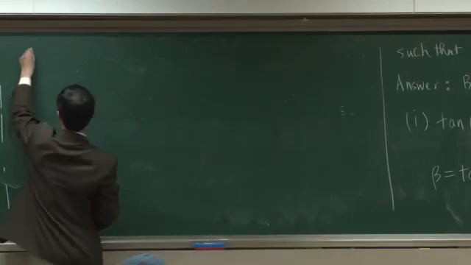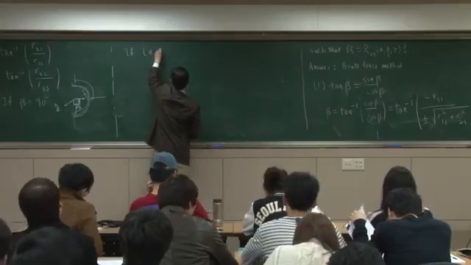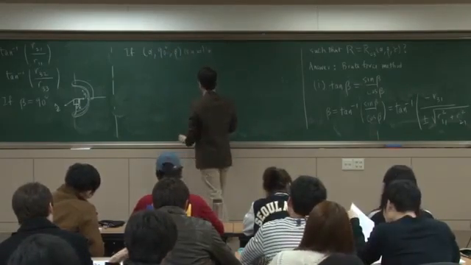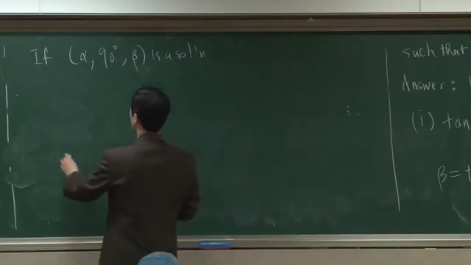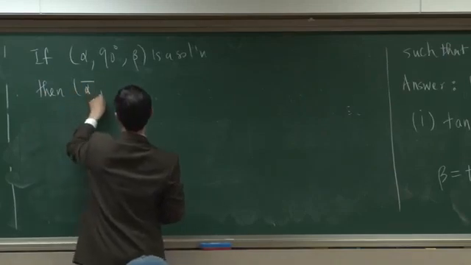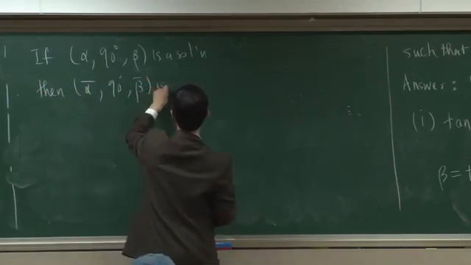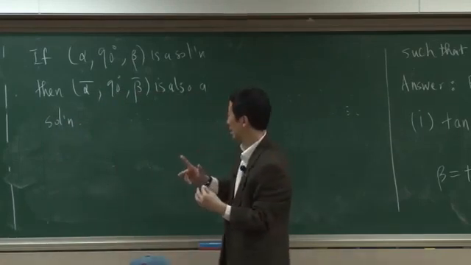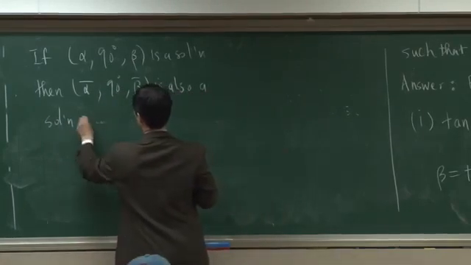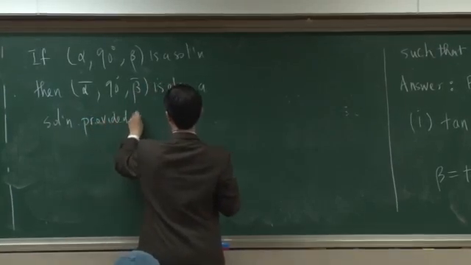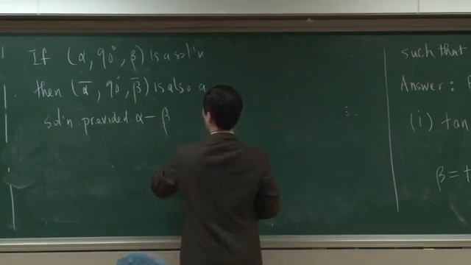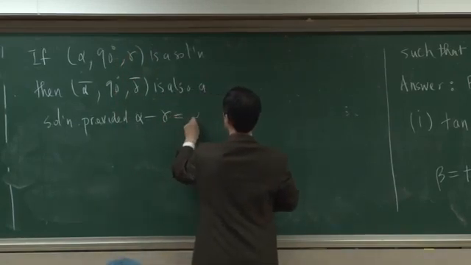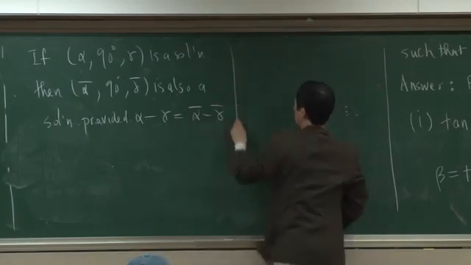So if alpha, beta is a solution with beta equal to 90 degrees, then alpha bar, 90 degrees, beta bar is also a solution, provided that the difference in the angles is the same. Sorry, there should be gamma here. Gamma and gamma bar. So alpha minus gamma and alpha bar minus gamma bar are the same. The difference is the same.